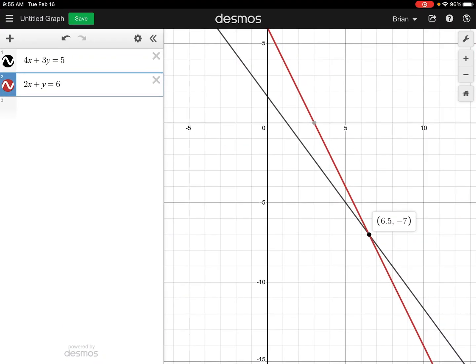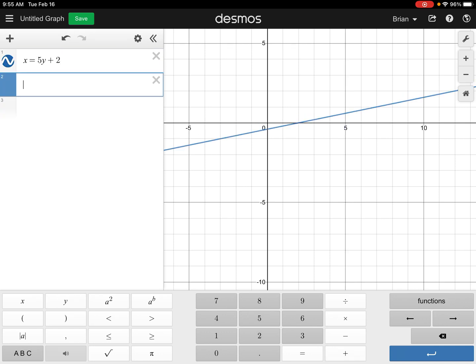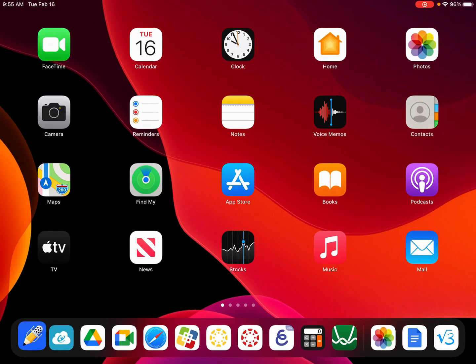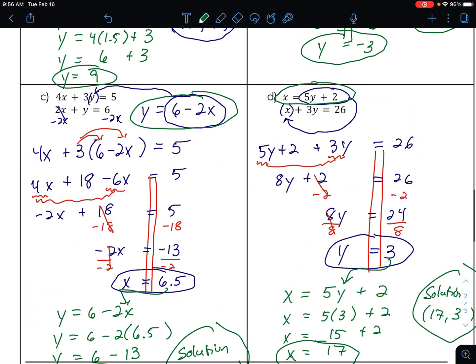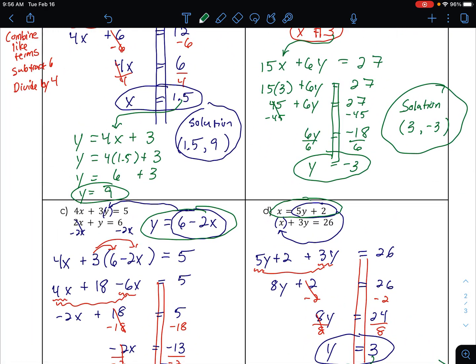One more time, let's go ahead and check our answers on Desmos to see that we did that correctly. So x equals 5y plus 2. x plus 3y equals 26. 17, 3. There we go. So on this page, we've checked all our answers on Desmos. We've had a couple different techniques that we have used.